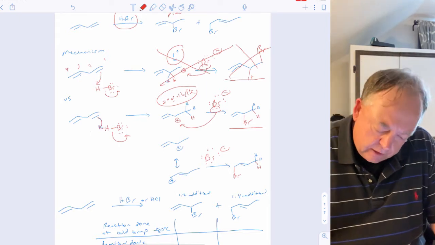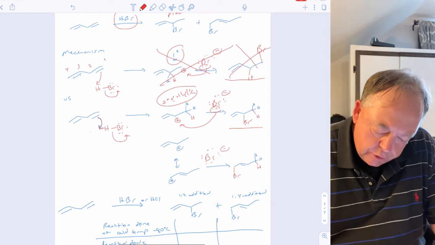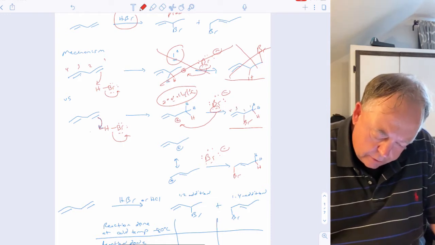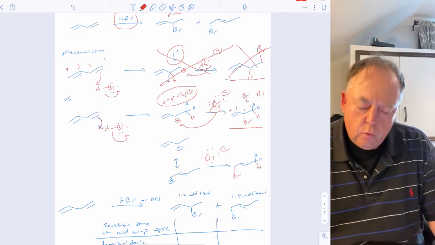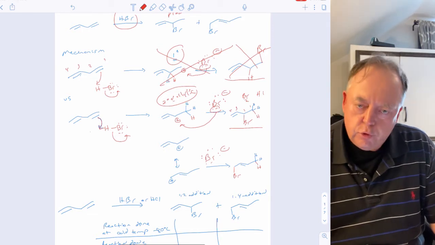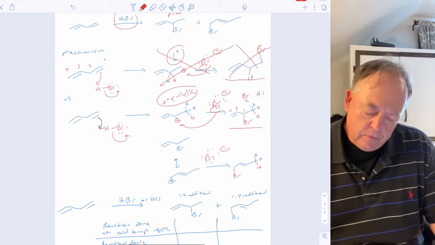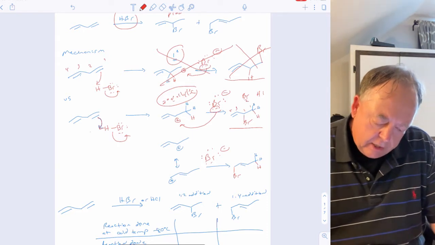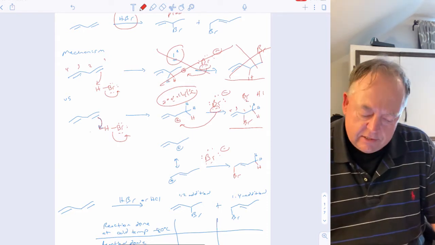And so this makes what's called the 1,2 addition product, because if we call that 1, 2, 3, and 4, we put the hydrogen on carbon 1 and we put the bromine on carbon 2. So it's not a nomenclature thing, it's where the two groups added with respect to each other, 1 and 2. But since you have an allylic carbocation, there's always a possibility of resonance structures, right?